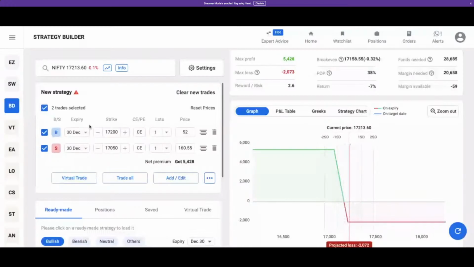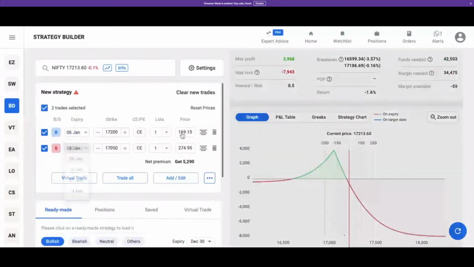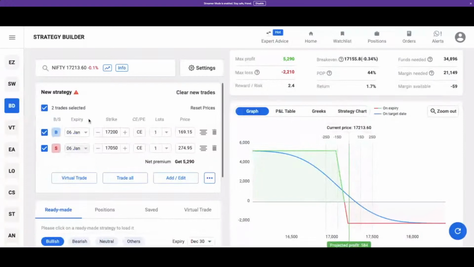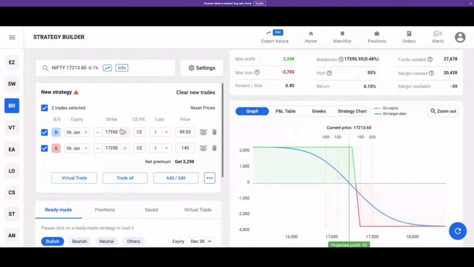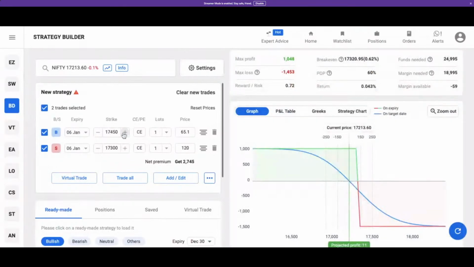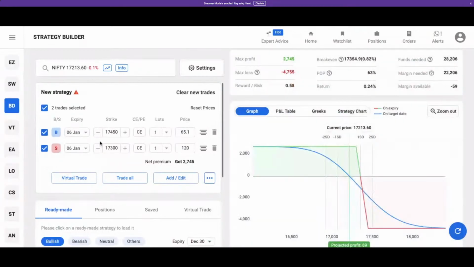Okay. Now, let's just look at out the monies, which is what I recommend for most people. Let's change this to out the monies. Yeah. So we'll sell 17,300 in this instance, and then we can buy maybe 450. Okay, keeping the same 150 point difference.